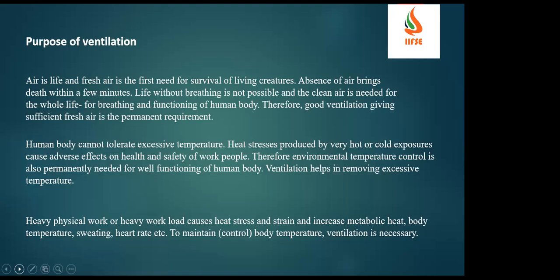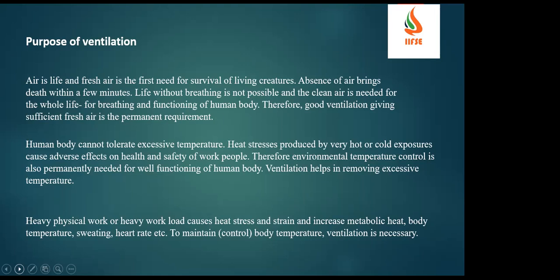Life without breathing is not possible, and clean air is needed for the whole life, for breathing and functioning of the human body. Therefore, a good ventilation giving sufficient fresh air is a permanent requirement. Without breathing, our life can't proceed. Breathing is an integral part of our body mechanism. So good ventilation giving sufficient fresh air is a permanent requirement in a workplace.